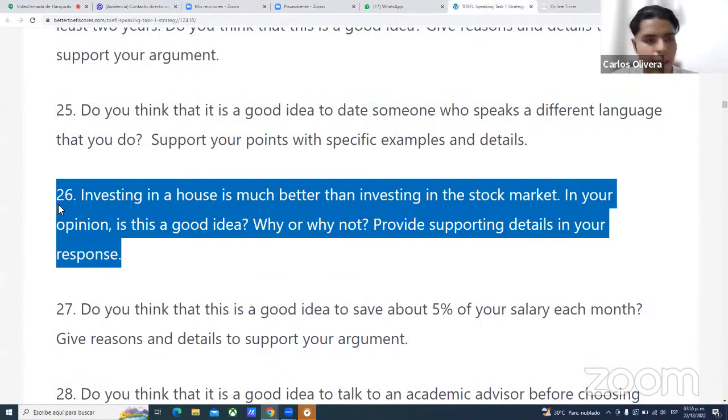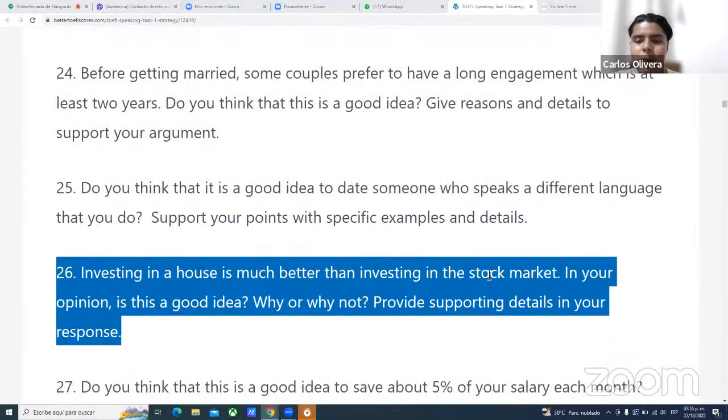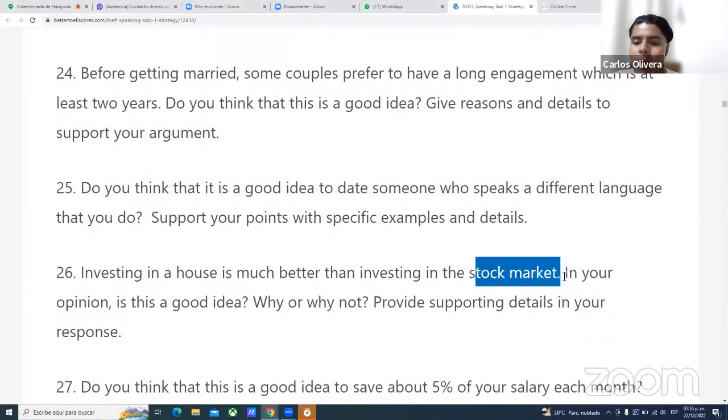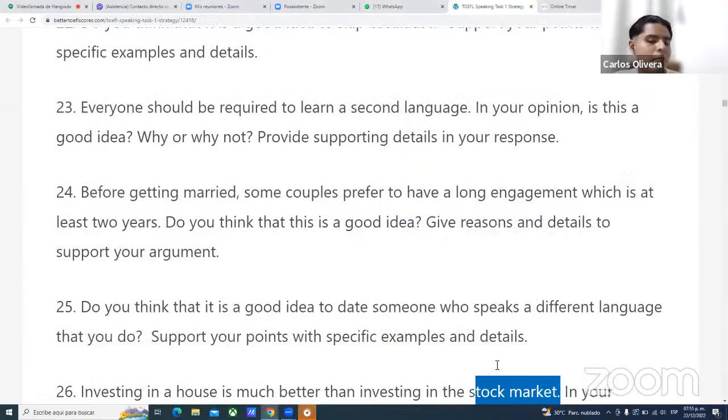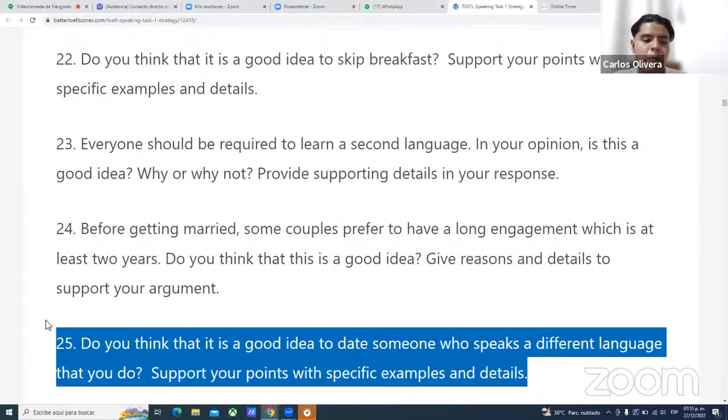Let's go with the final question for tonight's class. Here you have it. Investing in a house is much, okay, no, not this one, because I think it's a little bit confusing, because not all of you know what the stock market is. And I think, well, let's go with another one. Okay, I think this is even funnier. Let's go with this one. This is it.